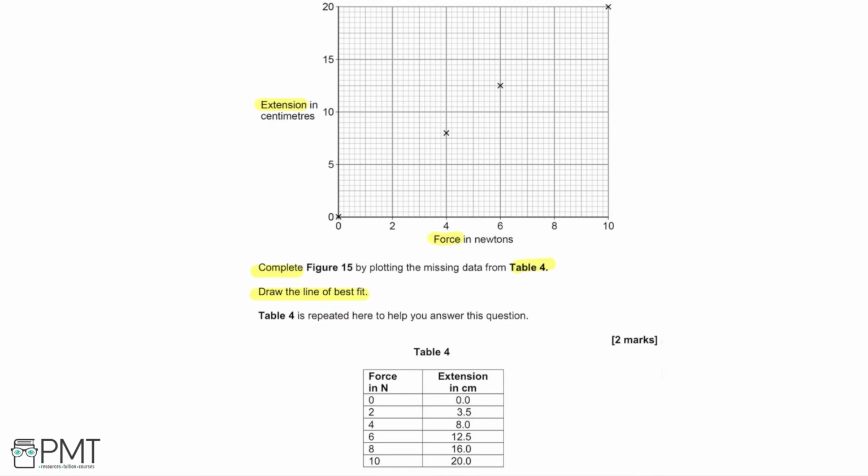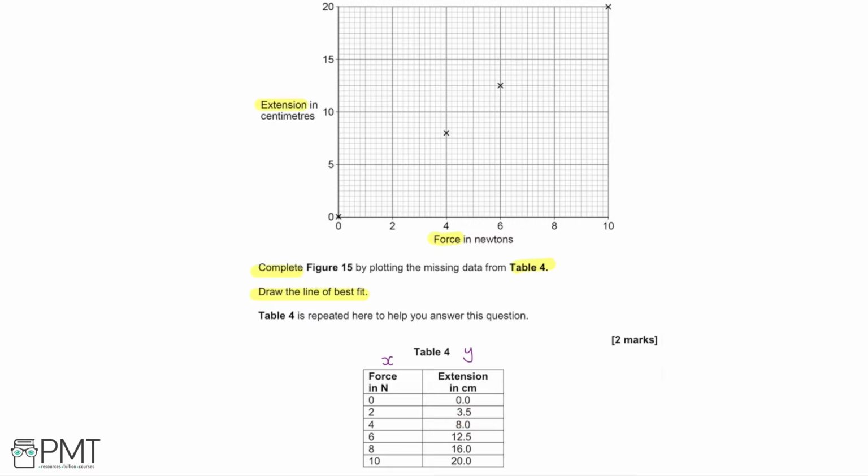So obviously here we can see that we have extension on the y-axis, and then extension is in this column of the graph. So this column of the graph is going to be plotted on the y-axis. And then we have force on the x-axis. So this column is going to be plotted on the x-axis. So for the first point, we have 0.00, and we can see that's already plotted here. Now if we move on, we have 0.2 on the x-axis and 3.5 on the y-axis. Now that point isn't plotted on the graph.